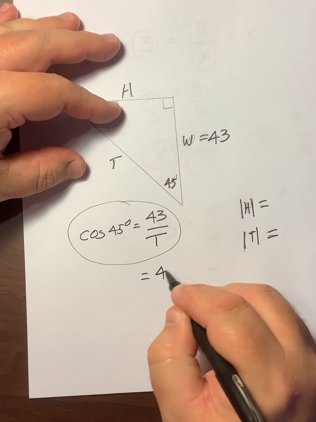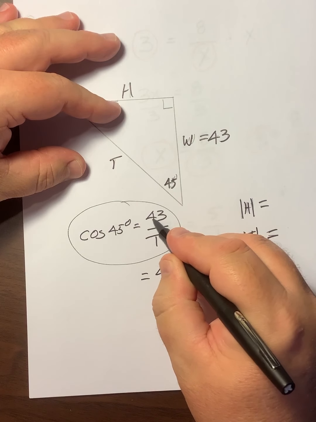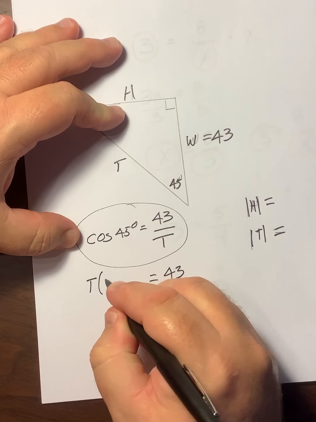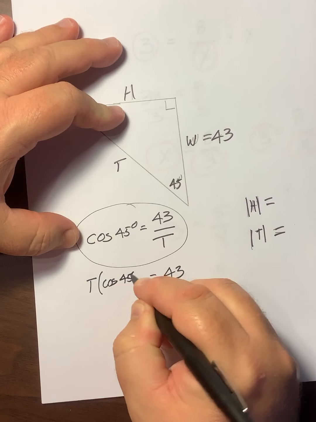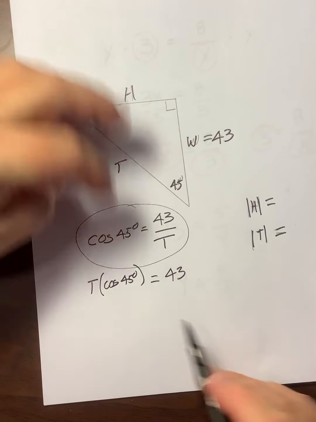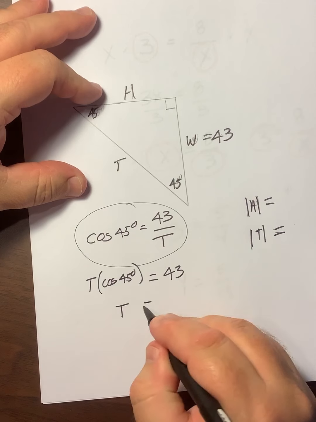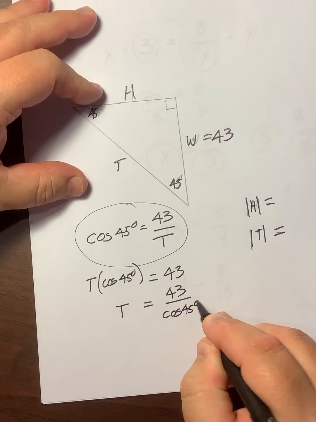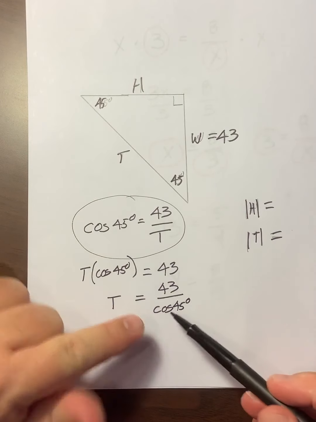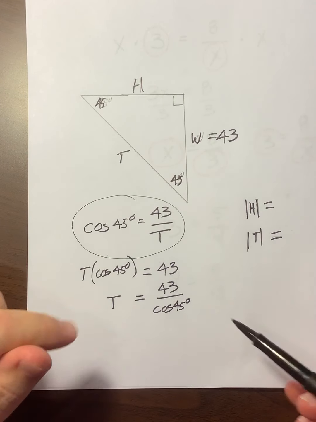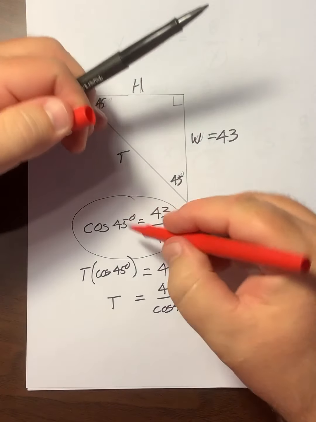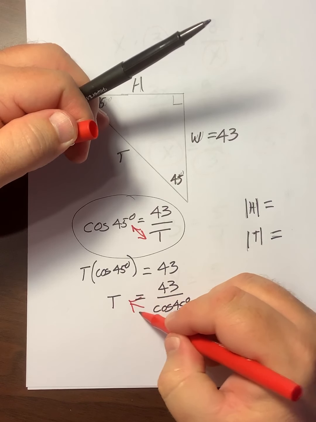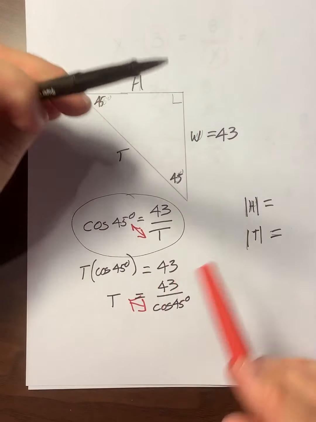So then this side becomes 43 because t times 43 over t is just 43. This side becomes t times cosine 45. Then I divide both sides by cosine 45. So t equals 43 divided by cosine 45. And then you just put that in your calculator. That's just a calculator answer. But again, notice these just swapped positions. So as soon as you see that going on, you can just swap them out.